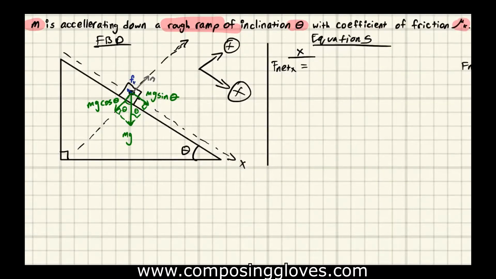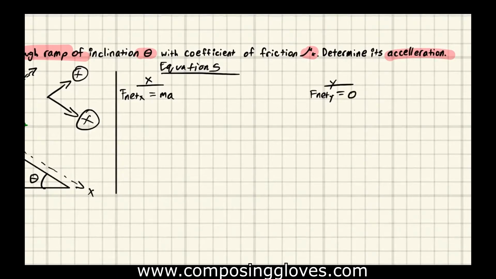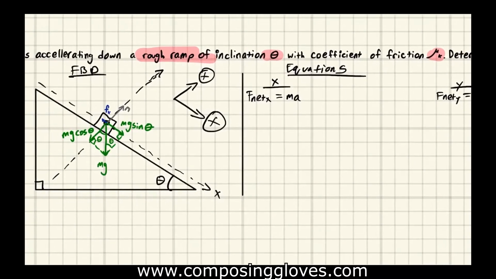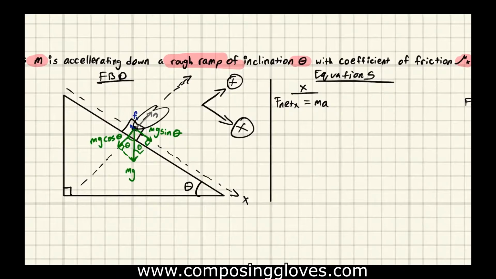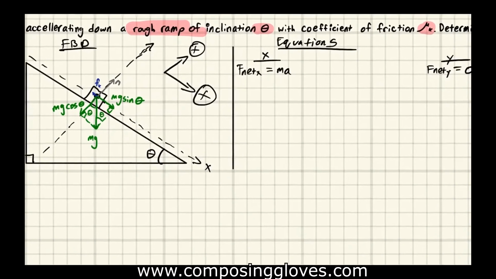So this is, of course, going to be ma by the second law of motion. Now on the y-axis, we're not flying up and down according to our problem. So that should be 0. And it is reflected by our normal force and our mg cosine force. So there we go. We got those things squared away.